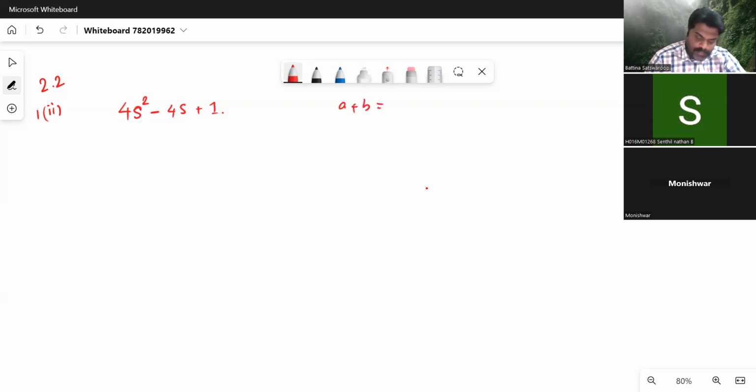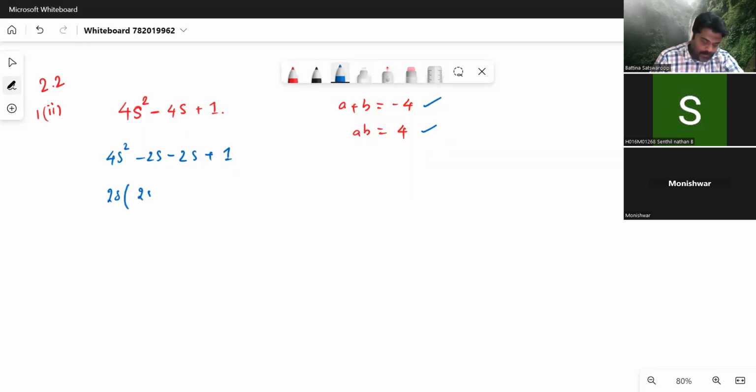A plus B is minus 4, AB is 4. So you need to select two terms in such a way that if you add them, you should get minus 4, and if you multiply them, you should get plus 4. So I will just split as minus 2s and minus 2s. Minus 2 minus 2, you will get minus 4. If you multiply both of them, you will get plus 4. So taking common 2s into 2s minus 1, minus 1 into 2s minus 1. So this is basically s is equal to 1 by 2, comma 1 by 2. Right, sir?